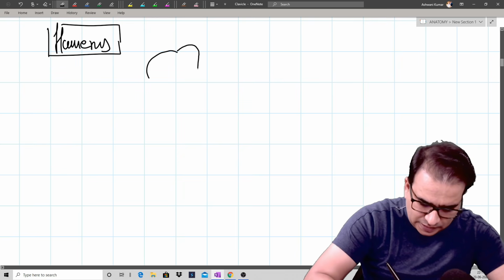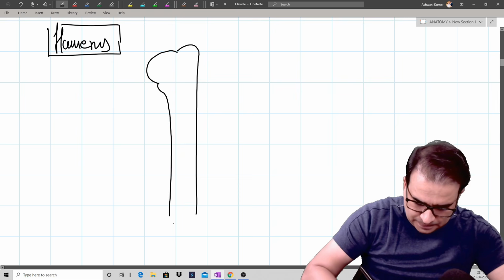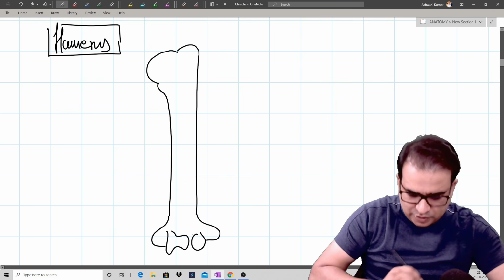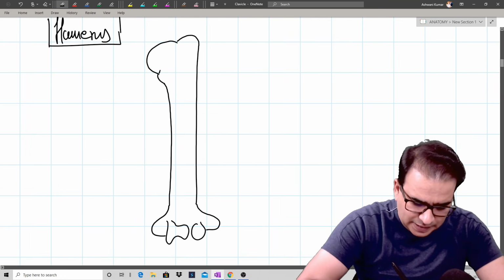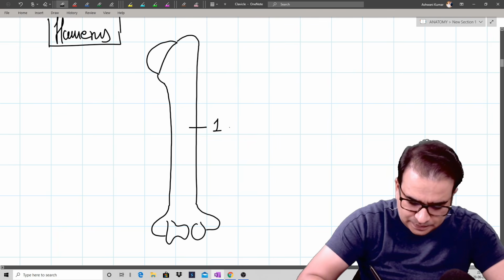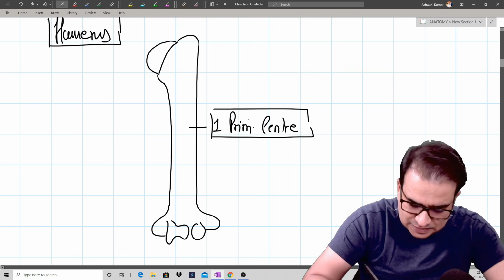Let us say this is the shaft of the humerus here. That's the medial epicondyle. Here is a trochlea. That's the capitulum toward the lateral side. That's the lateral epicondyle. So roughly, this is the humerus you're looking at, and here's the head. So we have one primary center of ossification, obviously for the shaft, for the diaphysis.